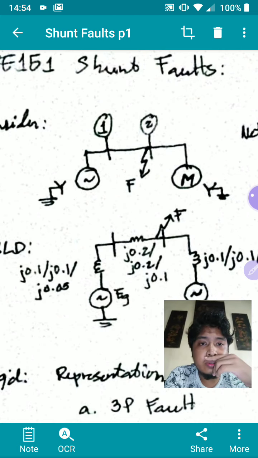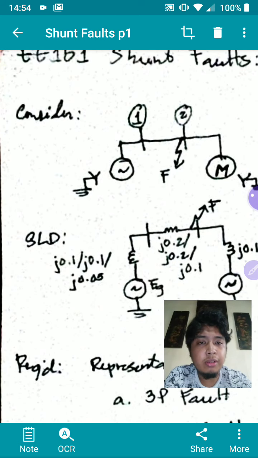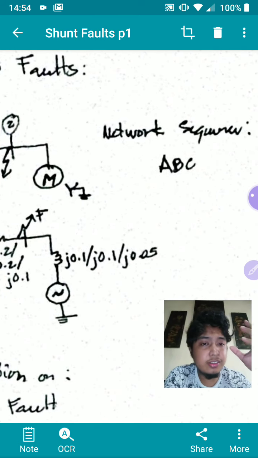Okay, so we'll assume a fault at bus 2. So it's at the terminal. That's the fault point, and the network sequence that we'll be assuming is ABC. So it's ABC sequence: A leading B, B leading C, C leading A, and basically that's the cycle.